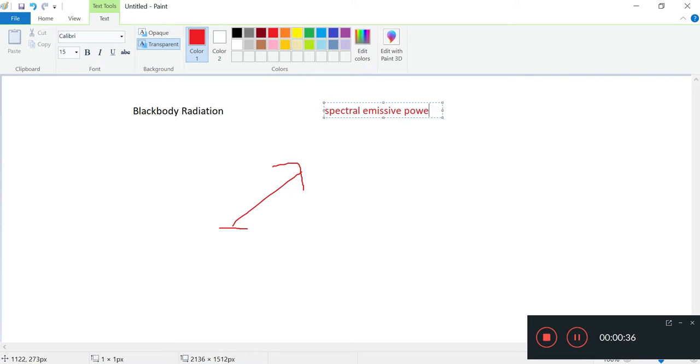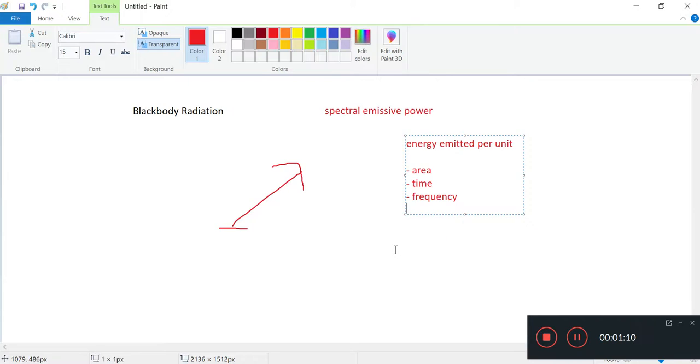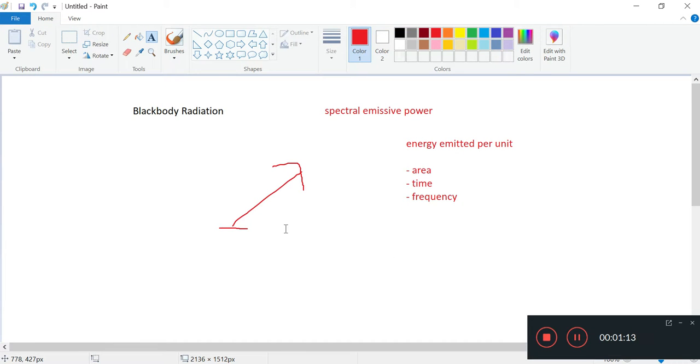Spectral emissive power is something like energy emitted per unit what? Per unit area. So these are the things we consider: the area, per unit time, per unit frequency. Let's check back. So it's emitted energy per unit time, per surface area, per frequency. Energy per time is power, this is the area, and this is the frequency. So spectral emissive power is as such.